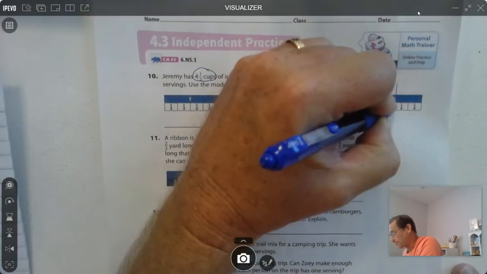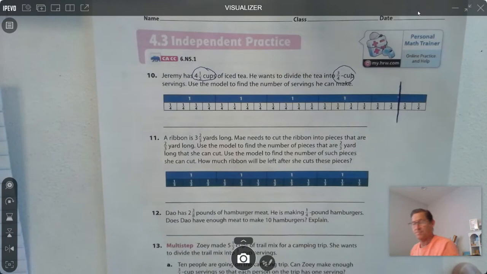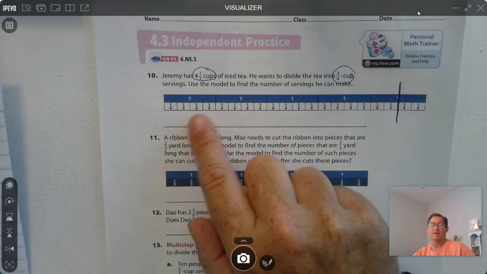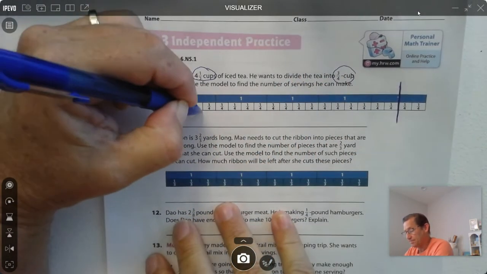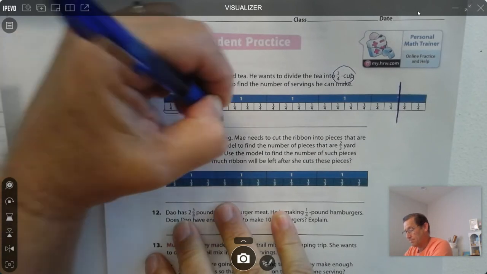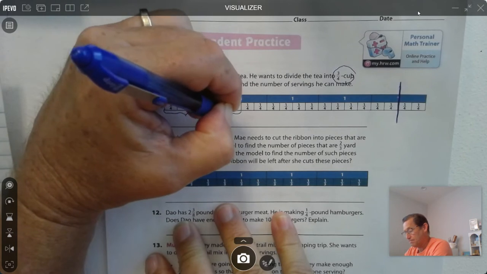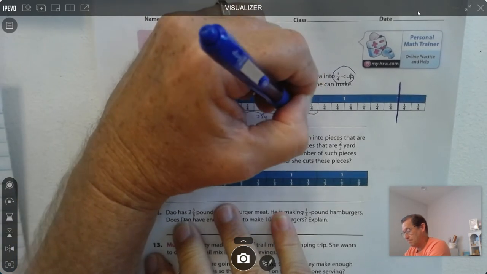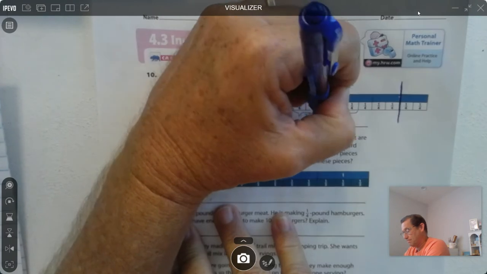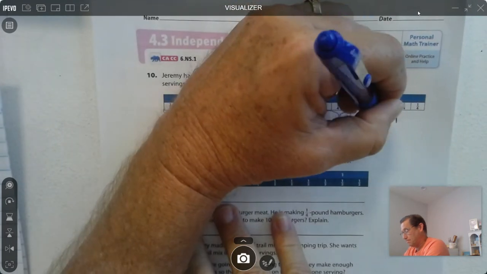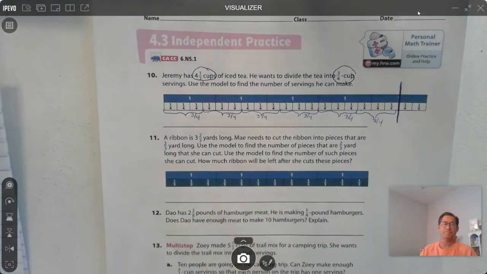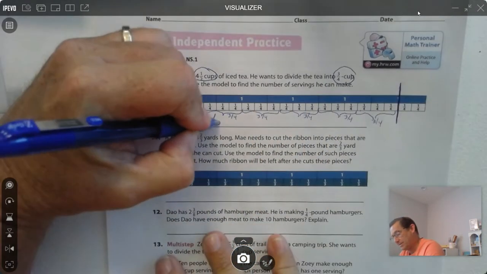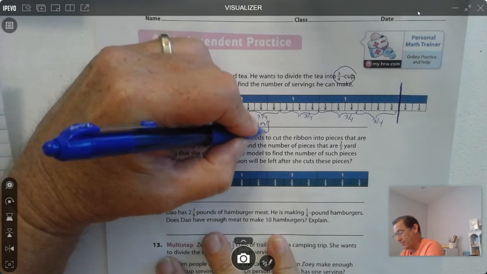He has 4.5. So we know we're going to stop there. We've divided each of the wholes into 4/4. And so we're going to count the number of 3/4. So if we group them by 3/4, we have 1, 2, 3, 4, 5, 6 servings that are 3/4.